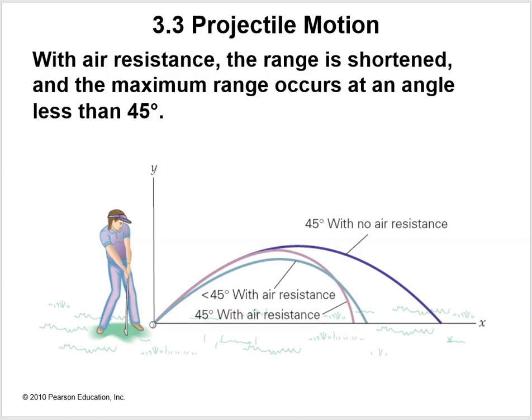resistance. When we do have air resistance, so here's a drawing of when we do have air resistance at 45 degrees. Here's with no air resistance. So when we do have air resistance, we want to shoot at an angle that's slightly less than 45 degrees to get the maximum distance. So you can see there's a big difference between air resistance and no air resistance with the 45-degree angle and shooting slightly less than 45 degrees.